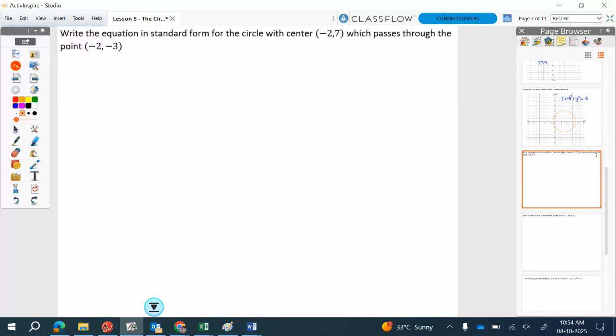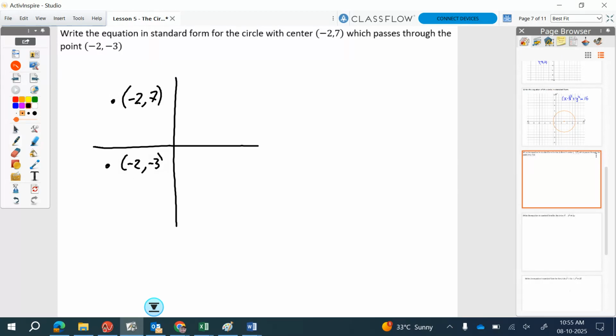Okay, so write an equation in standard form with center minus 2 comma 7, which passes through point minus 2 comma negative 3. What you want to do for this type of problem is have a go at sketching it first. So I'll draw some coordinate axes. We have at minus 2 comma 7 the center of the circle. It's going to also go through minus 2 comma negative 3. This is on the circumference of the circle. So our circle is going to look something like this. Here's our sketch.